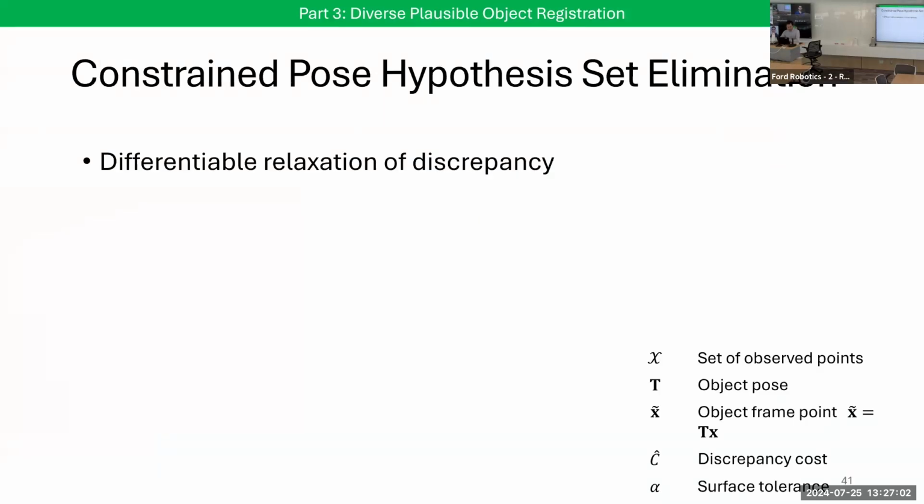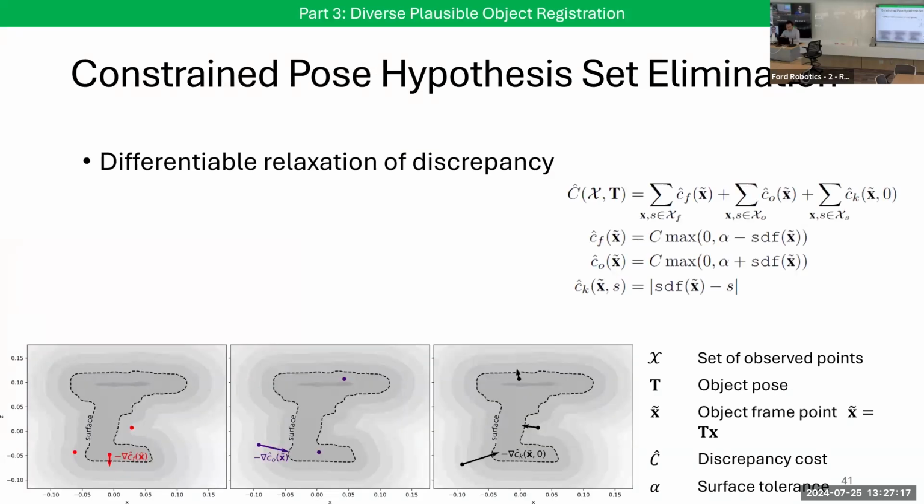So our method is called constrained pose hypothesis set elimination, or short for CHSEL. And at the core of it is we formulate a differentiable relaxation of the discrepancy introduced before. So there are some nice properties of this cost, such as it allowing us to use the SDF gradients to actually gradually improve the discrepancy.